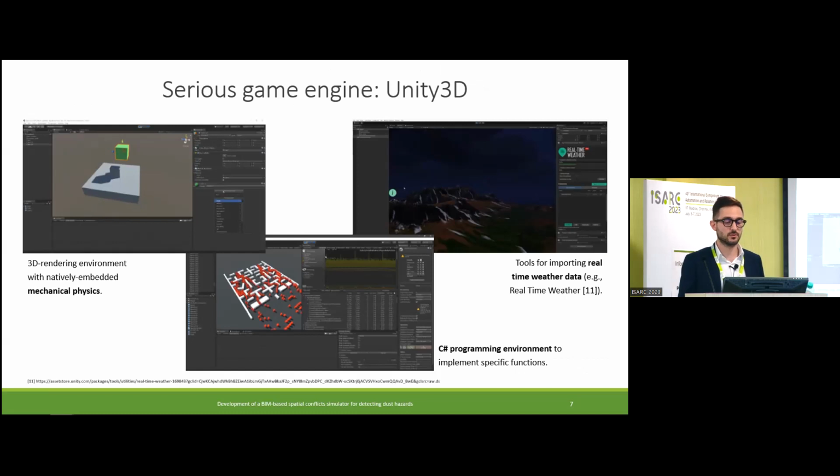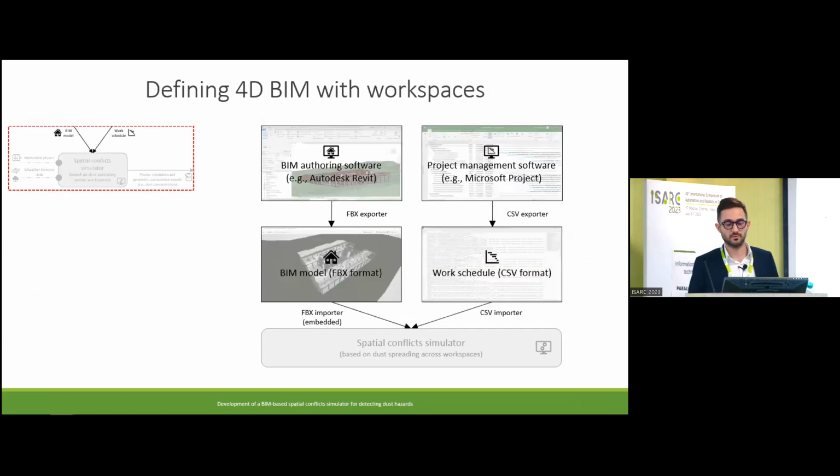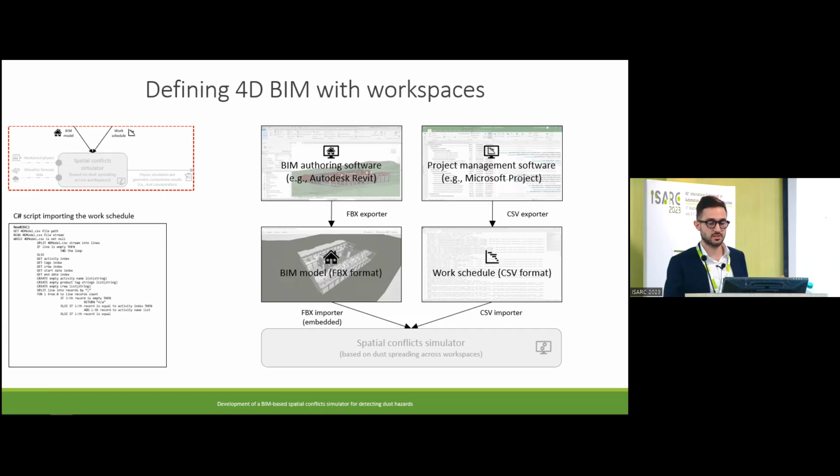And finally, but not least in importance, serious game engines like Unity 3D support the C# programming language to implement very specific functions we need. So as a first step in the development workflow, we need to define the 4D BIM model according to the state of the art. So we import the BIM in FBX format, and then, thanks to some C# scripts we developed, we import the work schedule in CSV format.